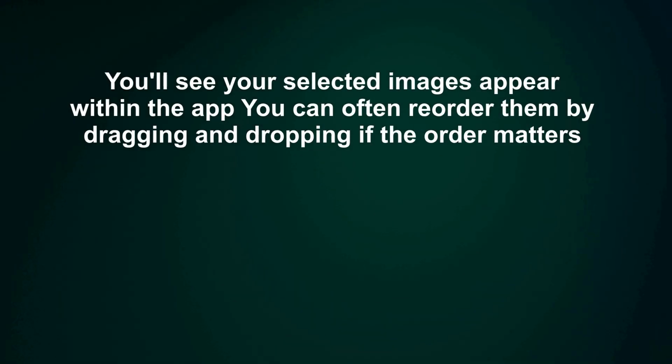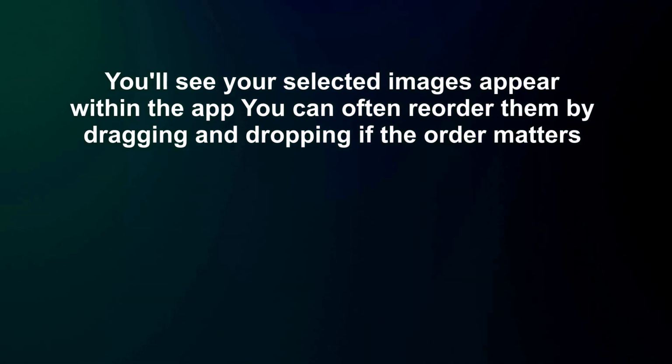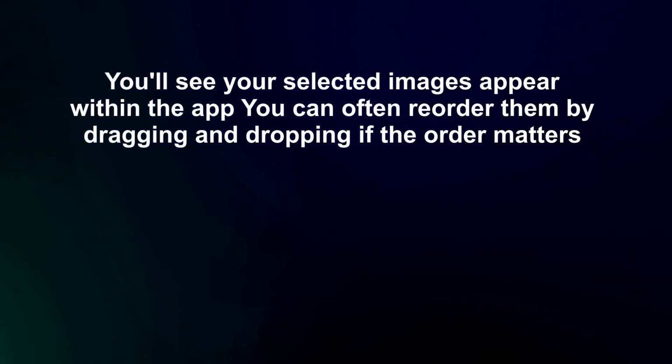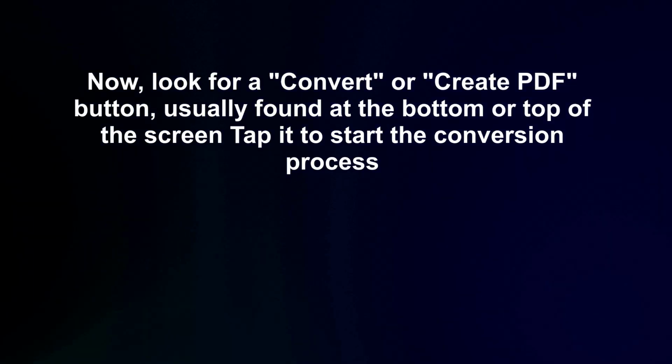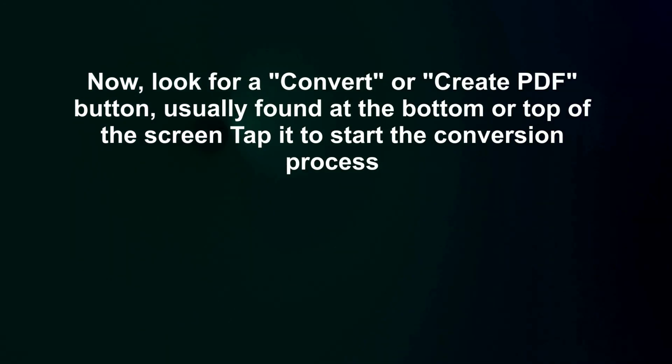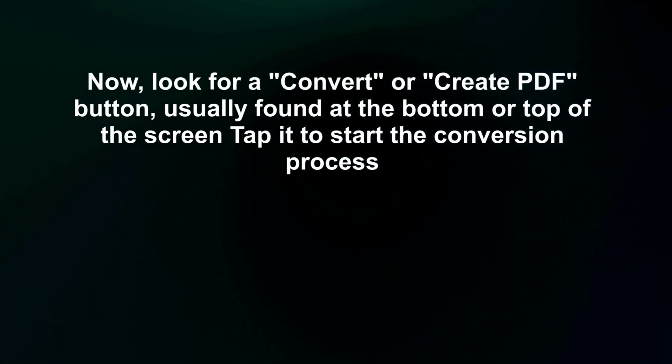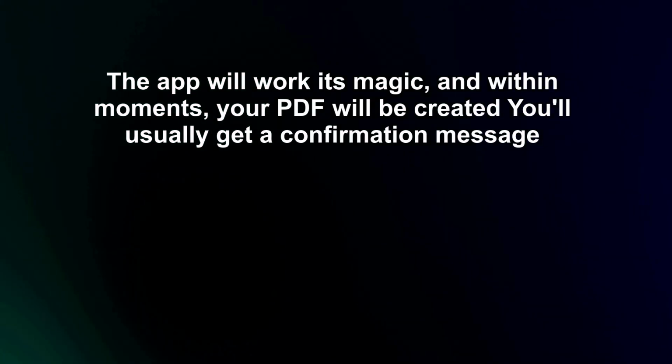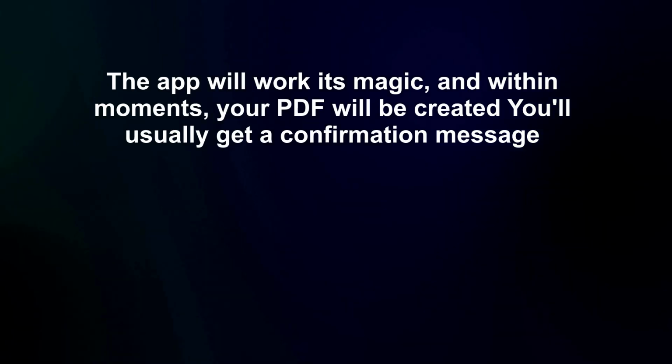You'll see your selected images appear within the app. You can often reorder them by dragging and dropping if the order matters. Now, look for a Convert or Create PDF button, usually found at the bottom or top of the screen. Tap it to start the conversion process. The app will work its magic, and within moments, your PDF will be created.